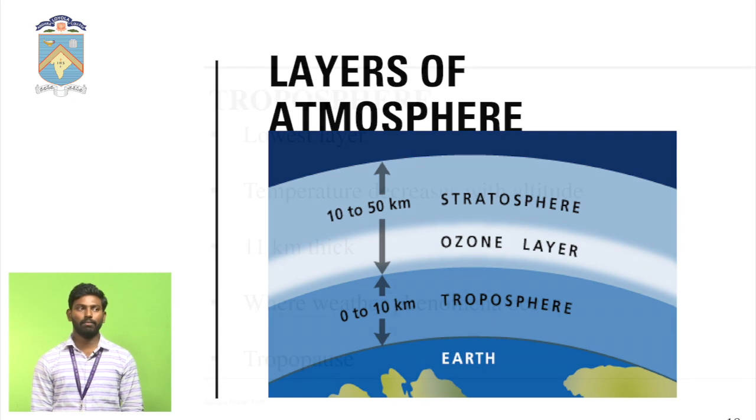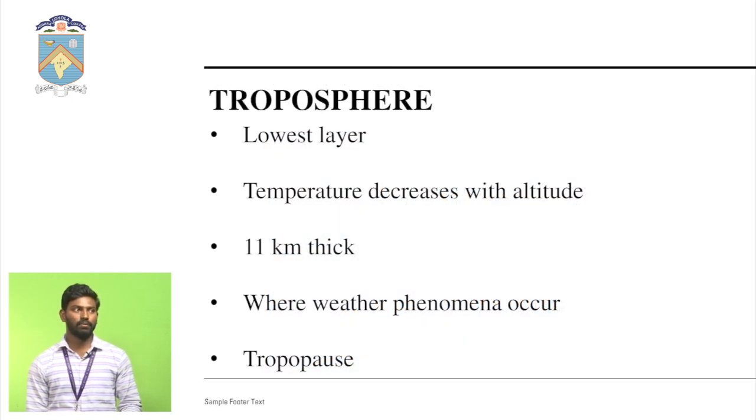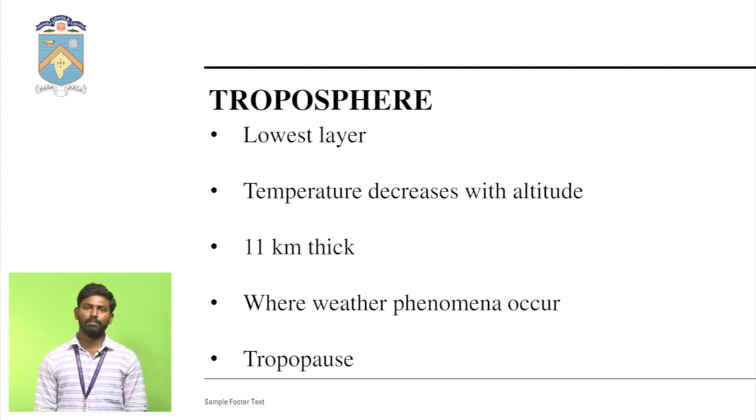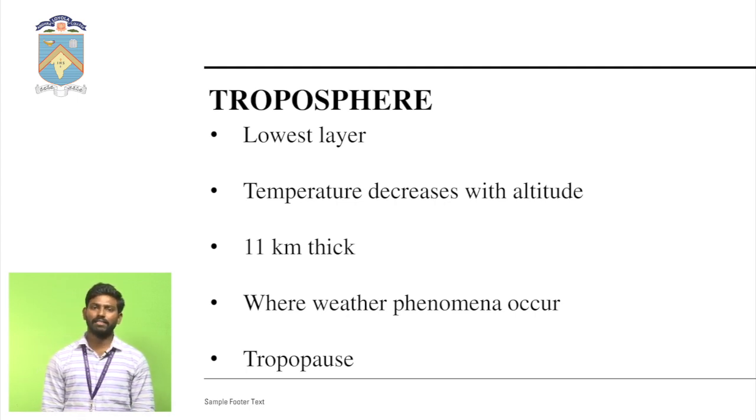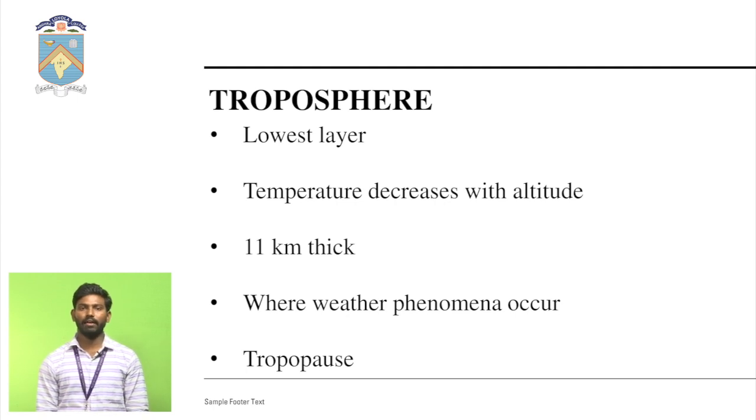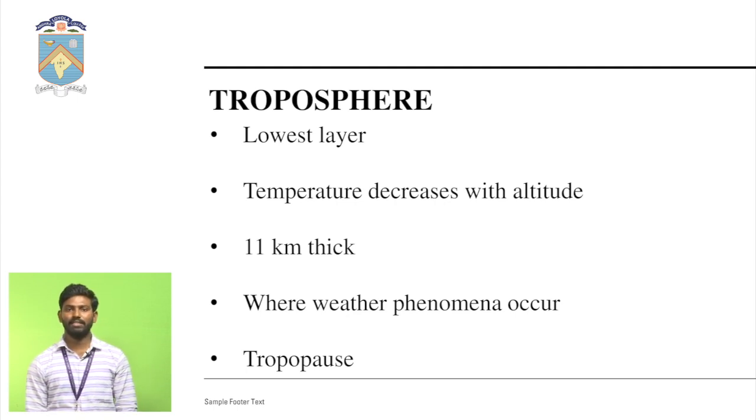We are going to discuss the first one, thermosphere. Thermosphere is nothing but the nearest layer from the earth. In that layer, the range is 0 to 10 kilometers. In that 0 to 10 kilometers, we have 70 to 80% of the gases which are essential for our life. And this is also called the seat of weather phenomena.